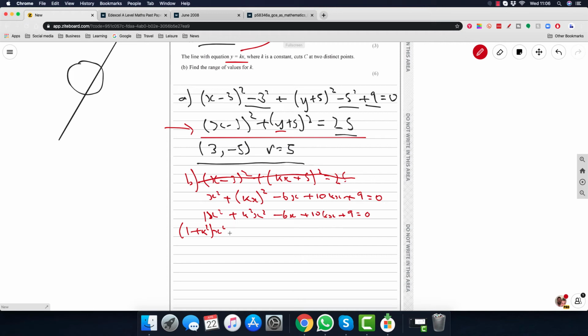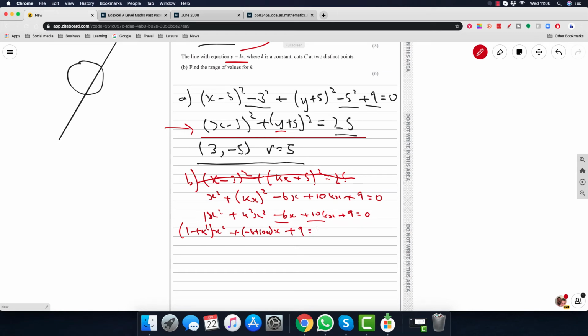If we do the same with the x's, the best thing to do is always put a plus sign down, open a bracket up, put an x down, and then just copy in what you've got. So I'm going to copy in a minus 6 and a plus 10k. Could put it around the other way, but I'm going to keep it in that same order. And then we've just got plus 9 equals 0.